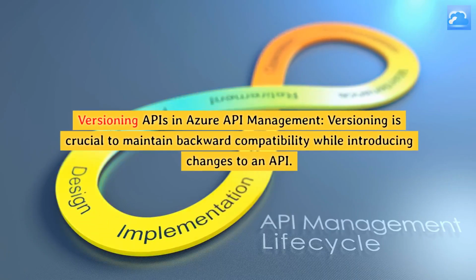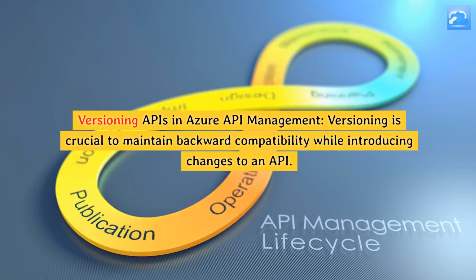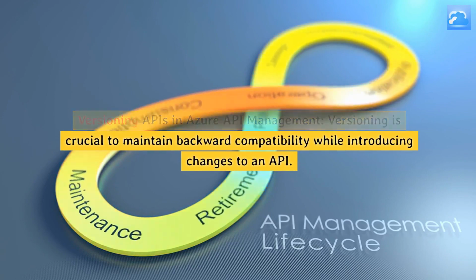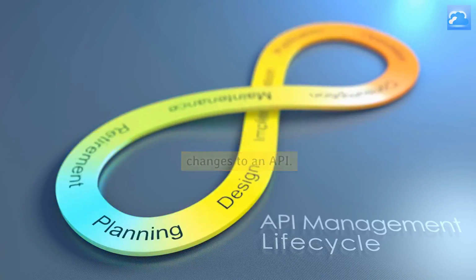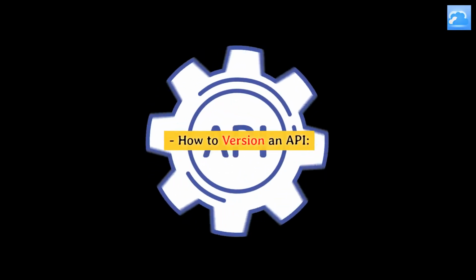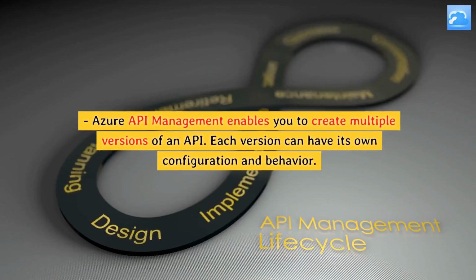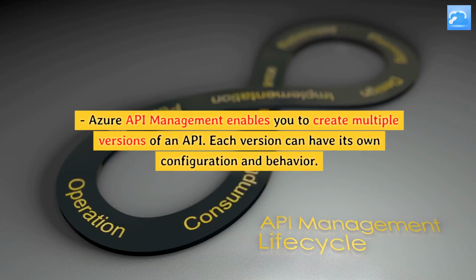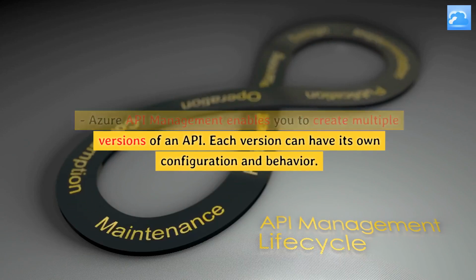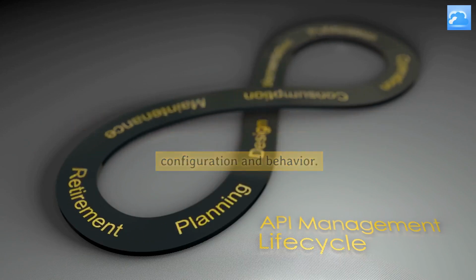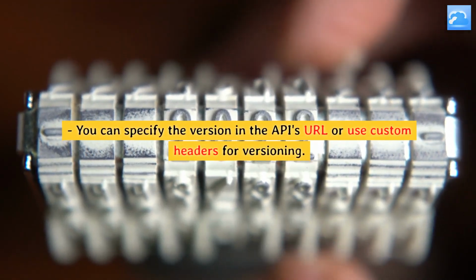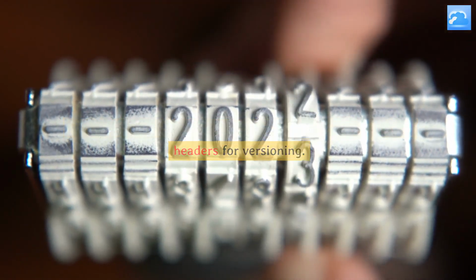Versioning APIs in Azure API Management. Versioning is crucial to maintain backward compatibility while introducing changes to an API. How to version an API? Azure API Management enables you to create multiple versions of an API. Each version can have its own configuration and behavior. You can specify the version in the API's URL or use custom headers for versioning.